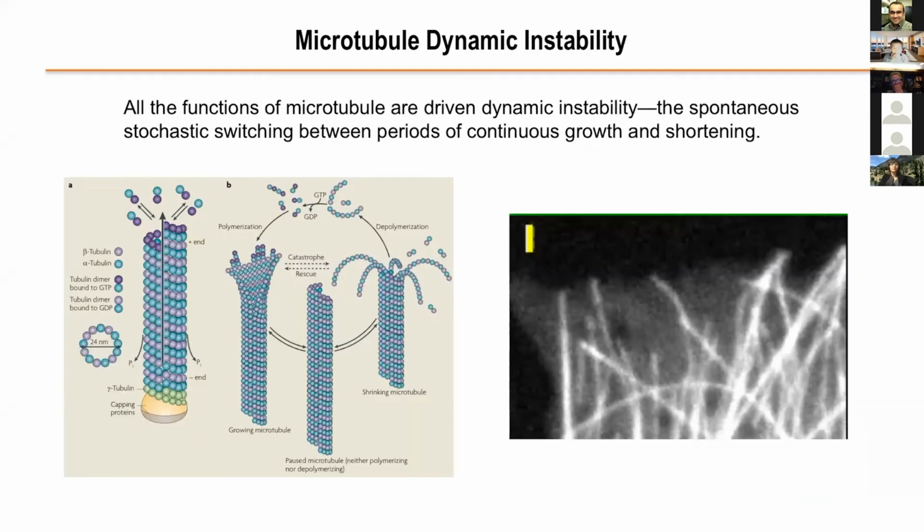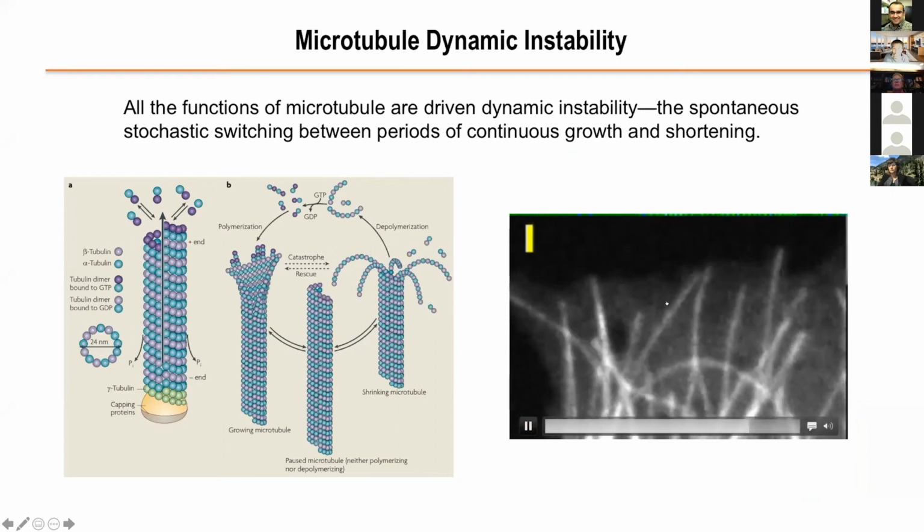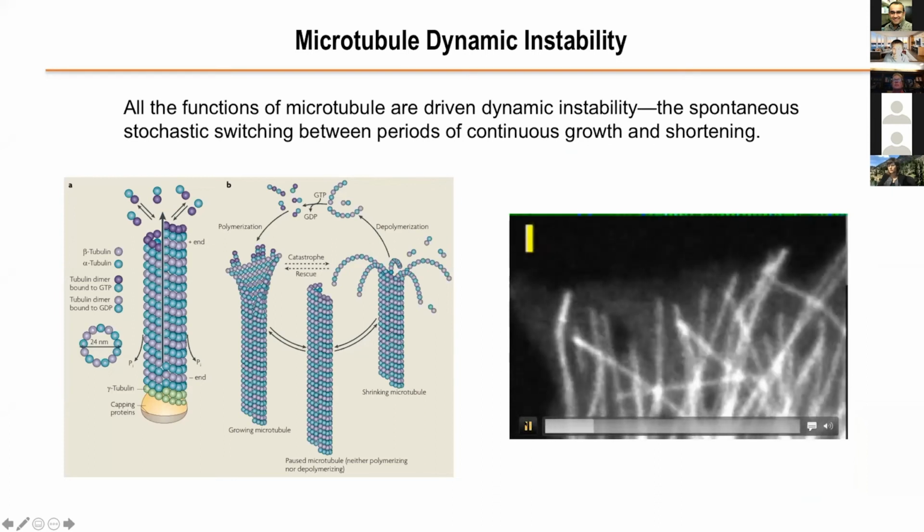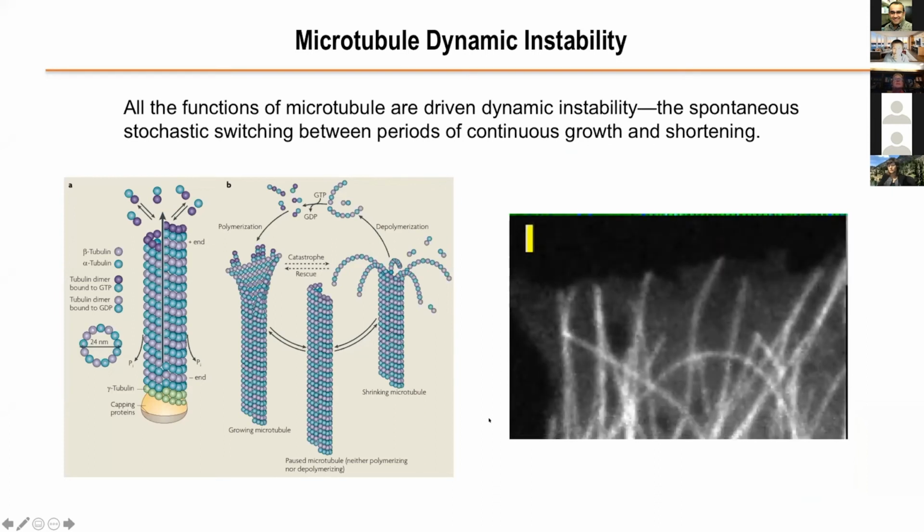So all the functions of microtubules are driven by its assembly dynamics, which is called dynamic instability, which is the spontaneous and stochastic switching between periods of continuous growth and shortening. So here is a short movie of microtubules in a cell, and you can see basically microtubules keep going growth and shortening, growth and shortening. So in order to understand how microtubules function, you have to understand the physical mechanism of this dynamic instability.